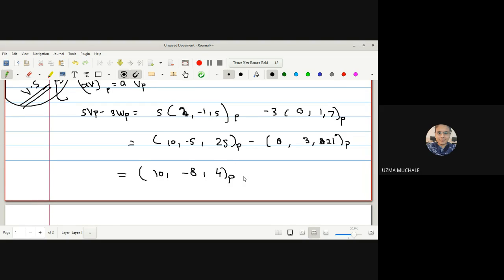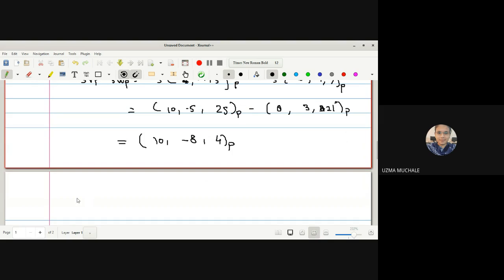But what is our question? We have to write down this 5Vp minus 3Wp in the linear combination of the three vectors u1, u2, u3 at a point P.